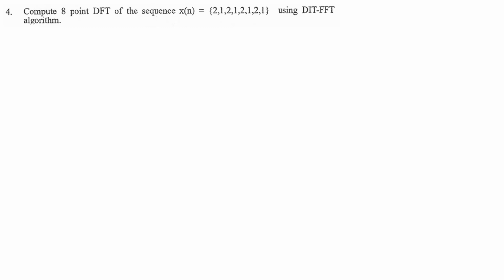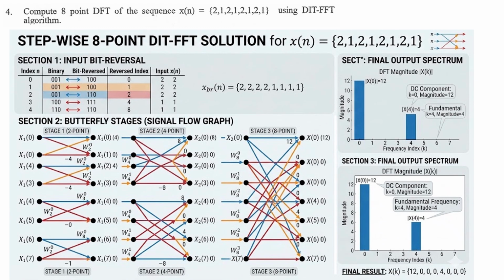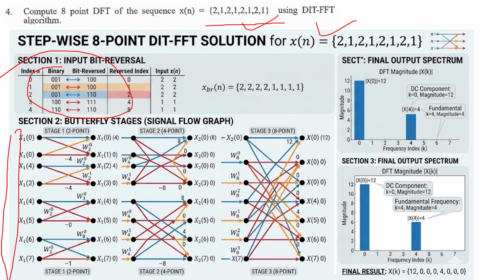Okay, so the fourth question: here you have to find the DFT of the sequence. The question gives a sequence like 2 1 2 1 2 1, and using the DIT you have to find the DFT. First of all, you have to find the bit reversal values, and then put the values of the inputs here, and then use the 2 radix, then 4 radix, then 8 radix. We use these W2 0, W2 1 values, 1 and minus 1, and then get the outputs at the different terms, and finally you will get the output here after adding all these values.